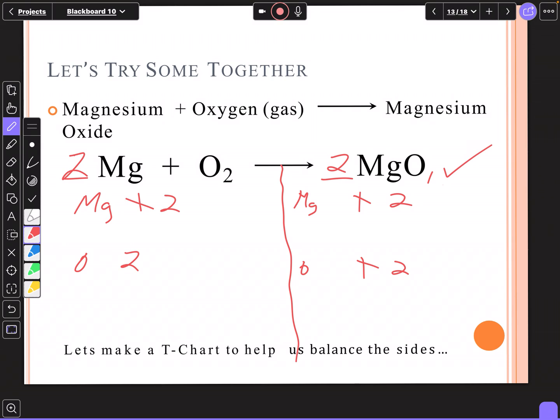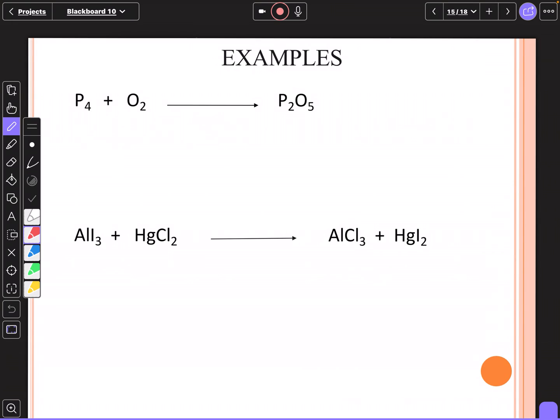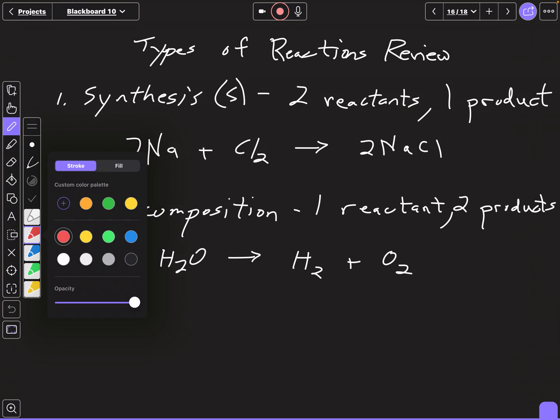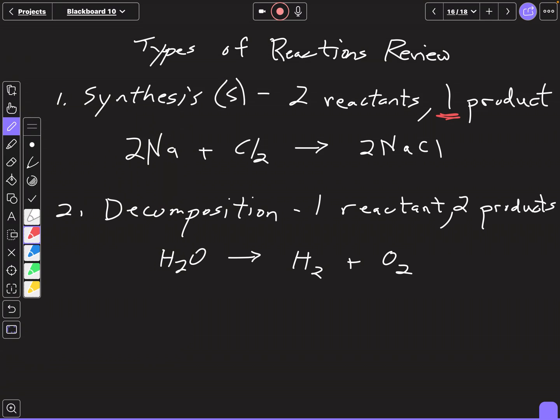Another thing we want to get in the habit of doing is, every time we balance a reaction, we want to tell what type it is. So to review the types of reactions, the first type is a synthesis reaction, and that's when you have 2 reactants and only 1 product. An example would be sodium reacting with chlorine gas to produce sodium chloride. You notice you only got 1 product. That would be a synthesis reaction.